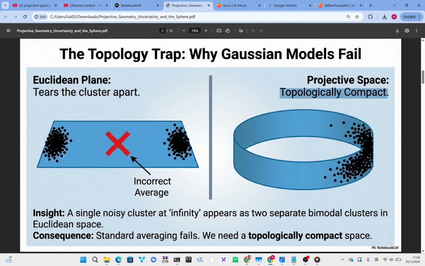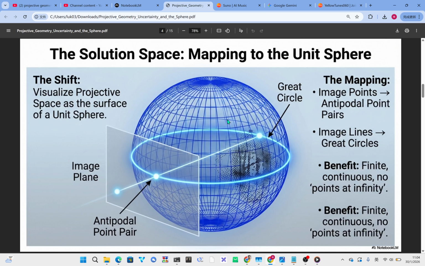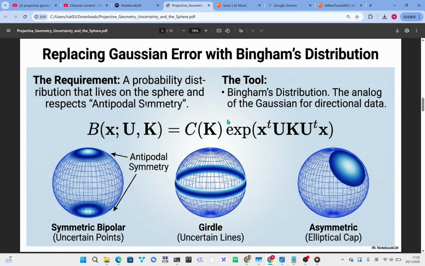Which brings us to the stochastic part of the title. If we are now living on this weird, glued-together sphere, we can't use the standard bell curve anymore. Yep. A bell curve is flat. You can't wrap a flat sheet of paper around a ball without crinkling it. Exactly. The crinkles are where the errors happen. So Collins says, throw out the Gaussian. We need a probability distribution that lives on the sphere. And he proposes Bingham's distribution. Bingham's distribution. I'm going to go out on a limb and say most people, even engineers, might not have used this often. It's definitely more niche.